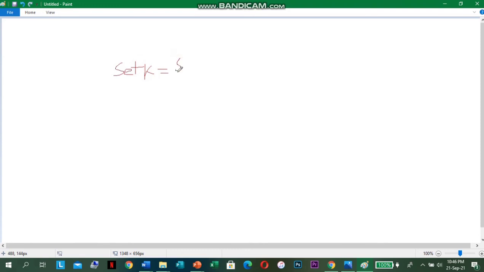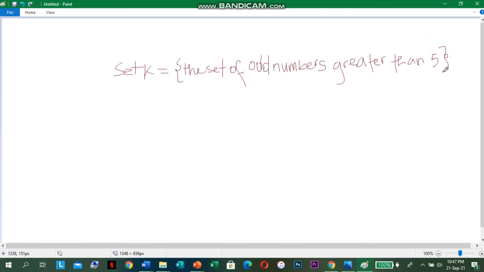Let me write this out. The set of odd numbers greater than 5. I enclose it with my curly bracket. So set K is equal to the set of odd numbers greater than 5.